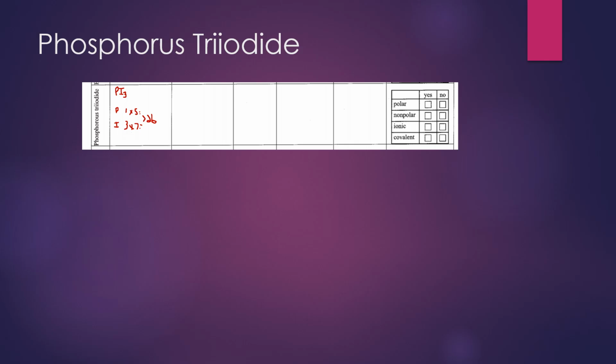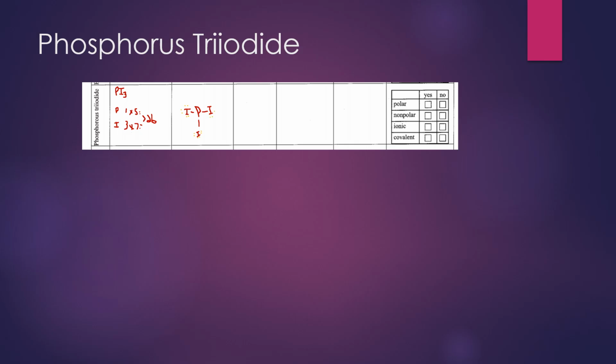So next is to draw the Lewis dot diagram. So I'm going to put phosphorus as the central atom, and I'm going to put the iodine atoms around it. Once I have the basic structure, I want to make the terminal atoms happy first. So let me switch to yellow here, and I'm going to add 6 electrons to each of these iodine atoms to make a total of 8 with the single bond that they have.